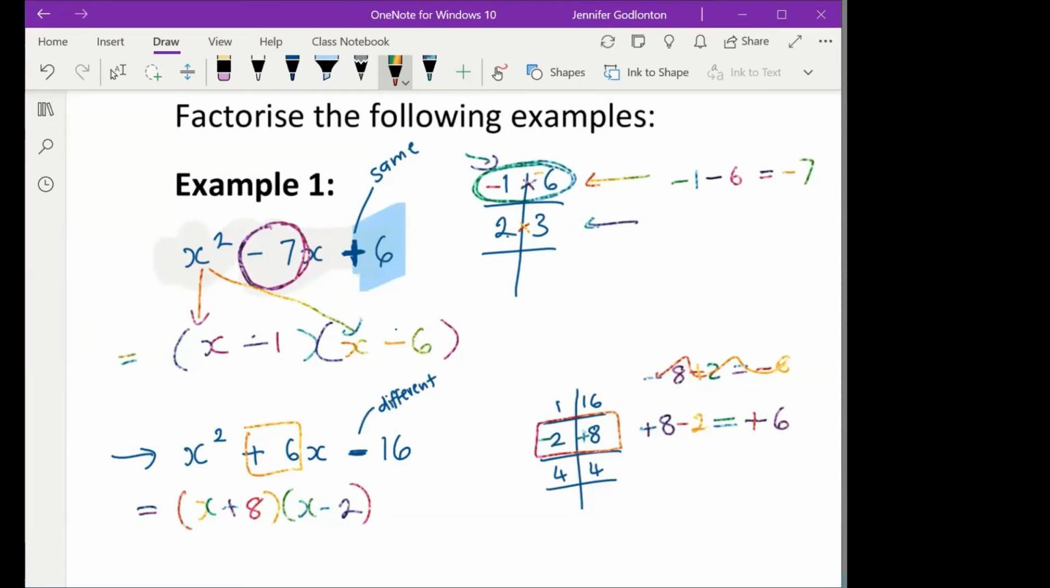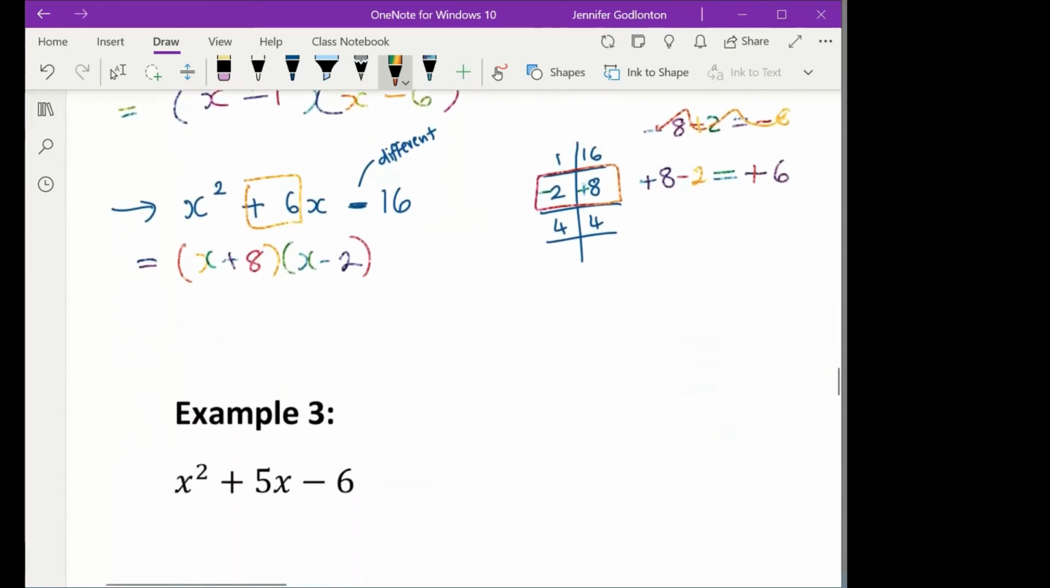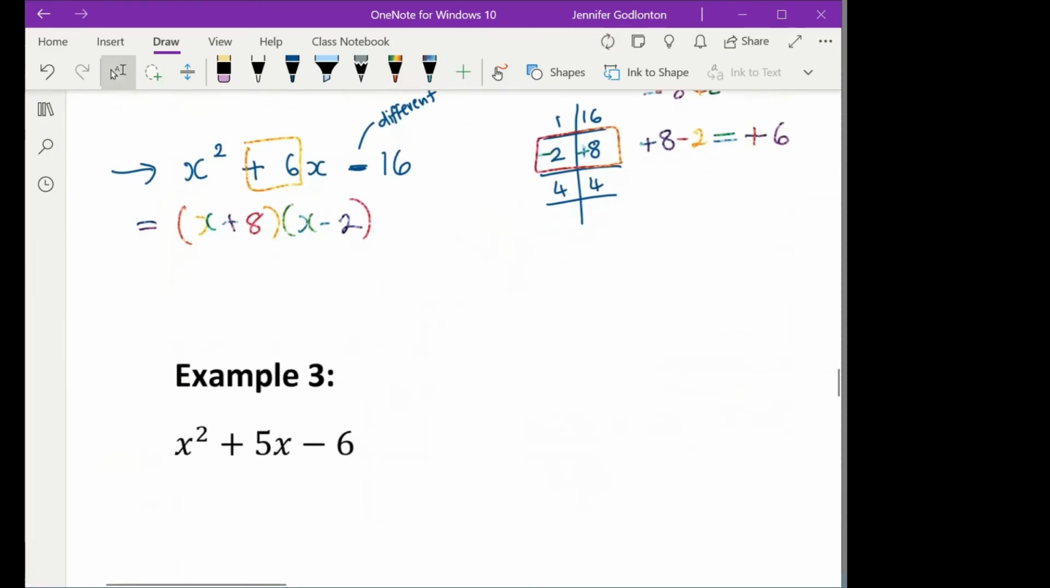Yeah? So it's coming back too slowly? Trinomials are always the worst, so don't panic. Okay, try 3 for me. And be careful of the sign. And remember what that sign is telling you.